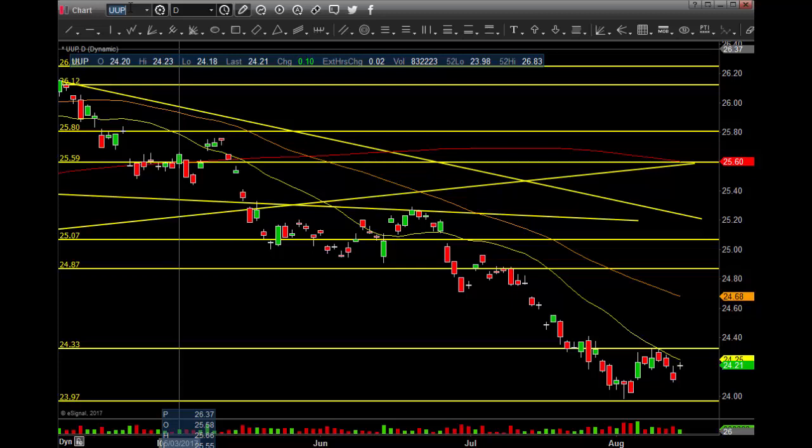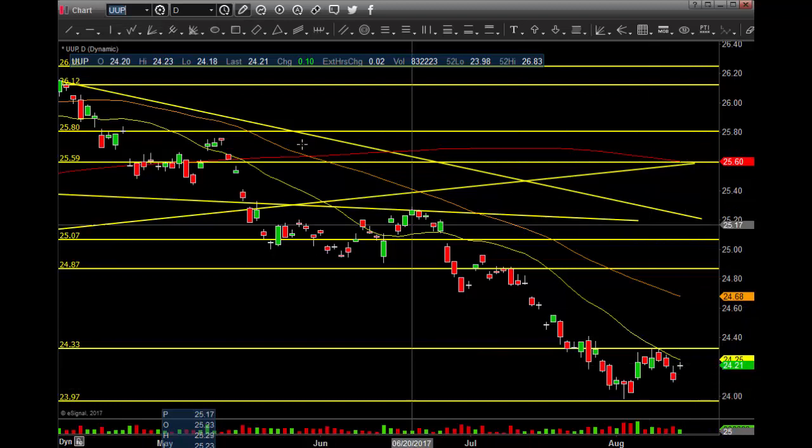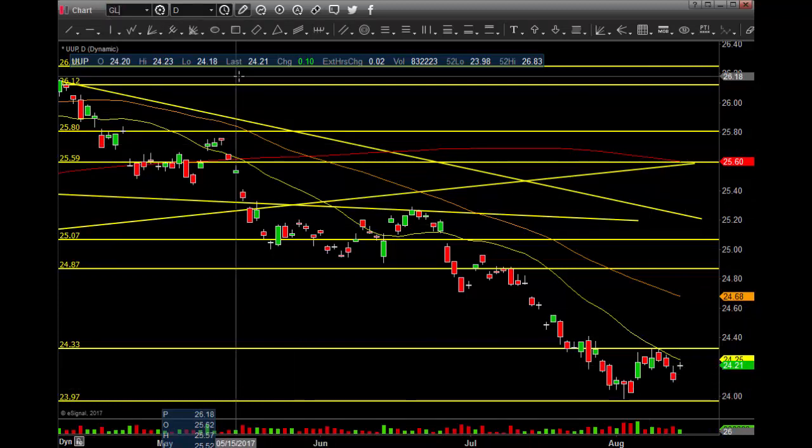So UUP, guys, a little bit weak still. Watch for some lower prices to come. We'll see. First day of the week. Let's see what happens on Friday. I like to go more on the weekly on this one anyways, and just to see if we get more of a pattern here for more downside action on the UUP. Let's go to the GLD.